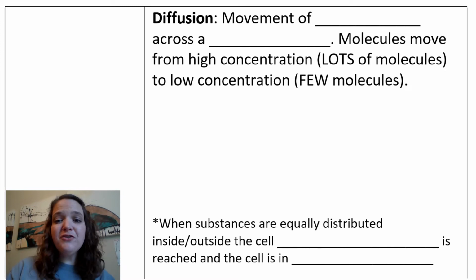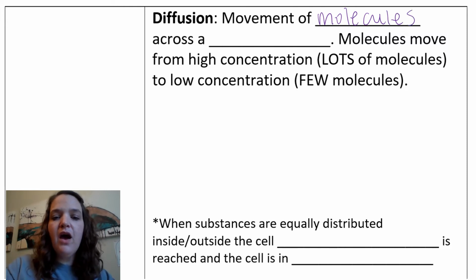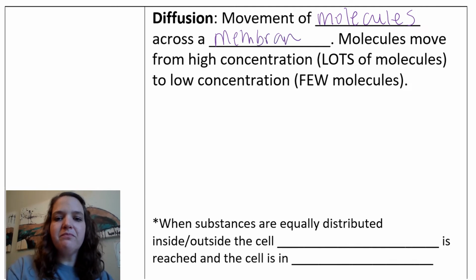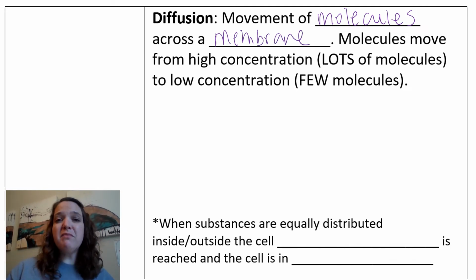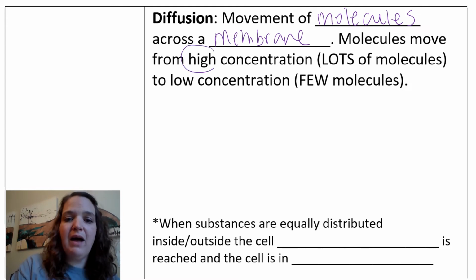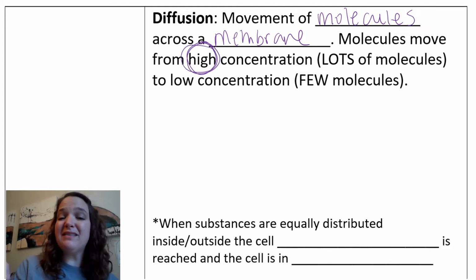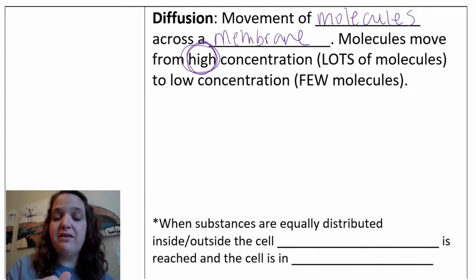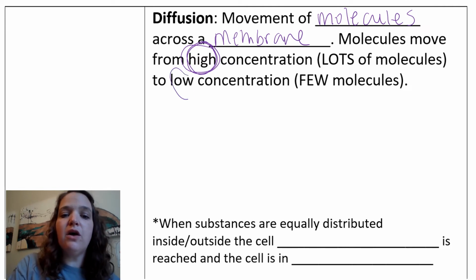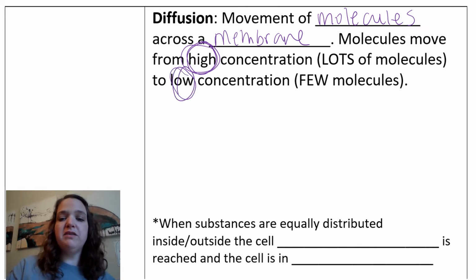All right, diffusion is the movement of molecules across a membrane. Molecules must move in diffusion from high concentration, which means lots of molecules, there's a high number of molecules, to low concentration, which means a few number of molecules.